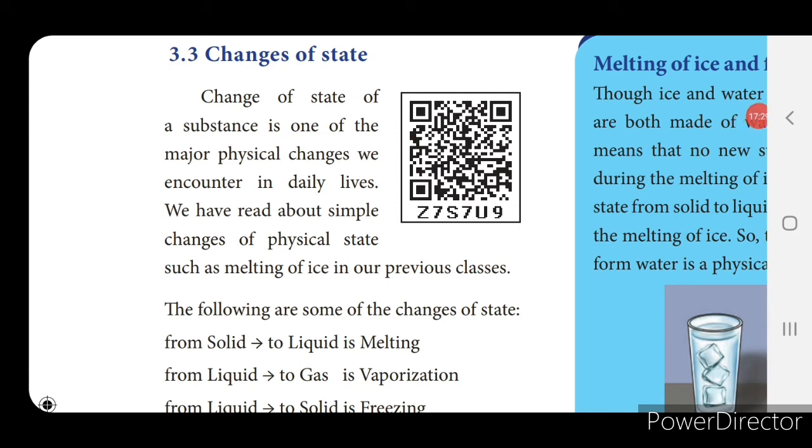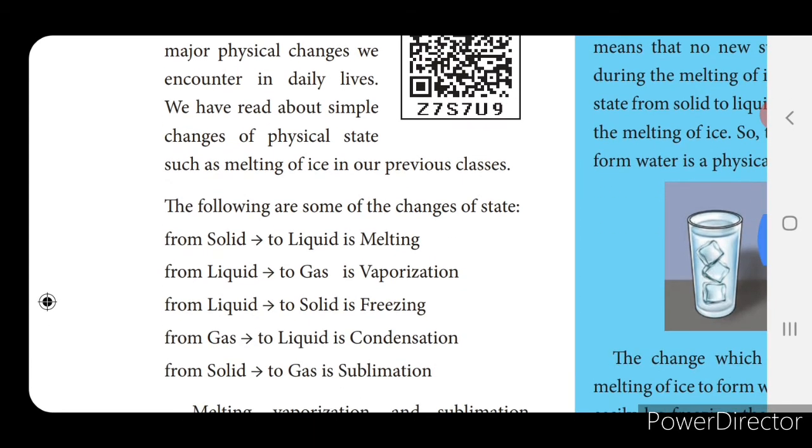Now we'll see the changes of states. So what are the three states? Solid, liquid and gas. The following are some of the changes of state. Solid to liquid, that process we call melting. Liquid to gas, vaporization. Liquid to solid, freezing. Gas to liquid, condensation. Solid to gas, sublimation.